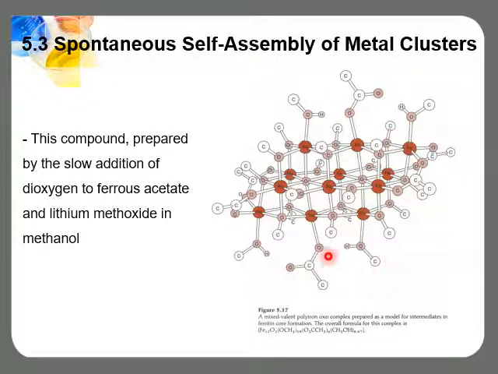In fact, this is not the real iron oxide cluster inside the ferritin. It's a kind of analog. And in fact, this is an artificially prepared one. This was prepared by the slow addition of dioxygen to ferrous acetate and methoxide in methanol. In methoxide solution or acetate solution, the hydrolysis reaction occurs very slowly, so that a controlled reaction of coordination bonds is possible, and this kind of small cluster can be prepared.